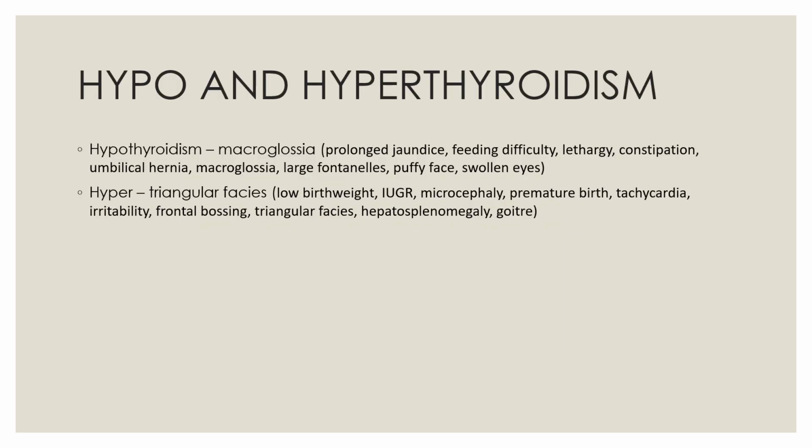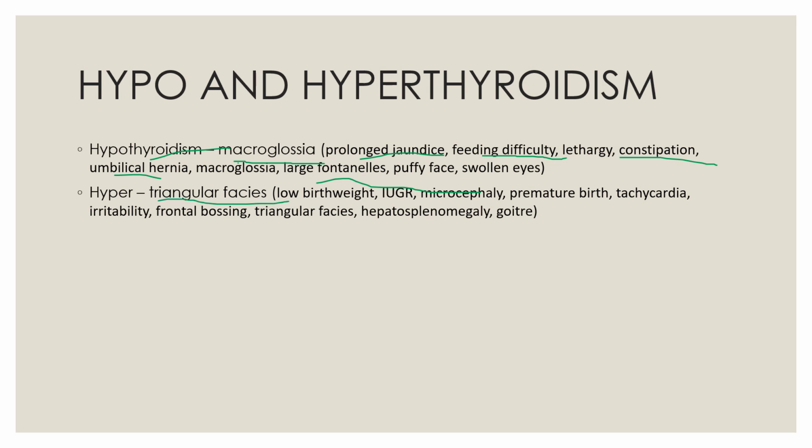Coming to hypo and hyperthyroidism. Hypothyroidism, some of the clinical features are microglossia. There can be prolonged jaundice, feeding difficulty, lethargy, constipation. There can be umbilical hernia, large fontanelle, puffy face, and swollen eyes.